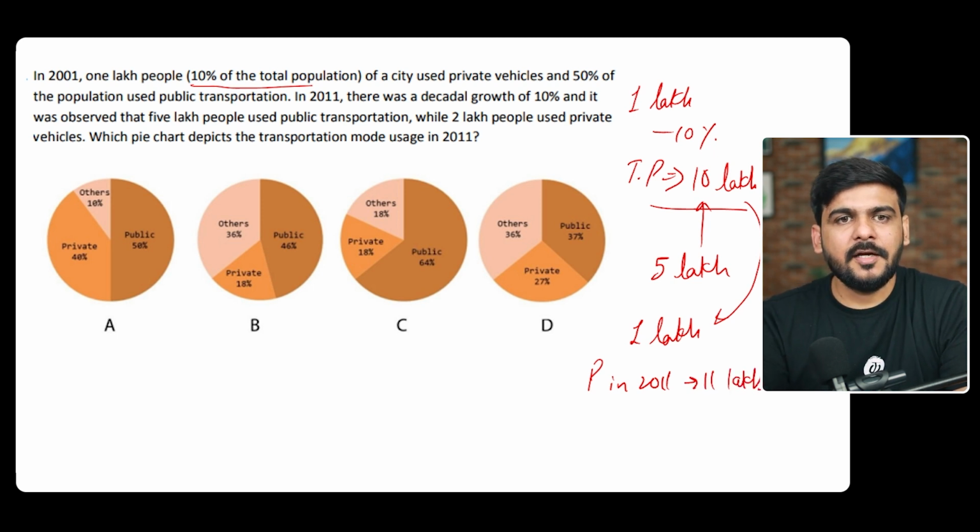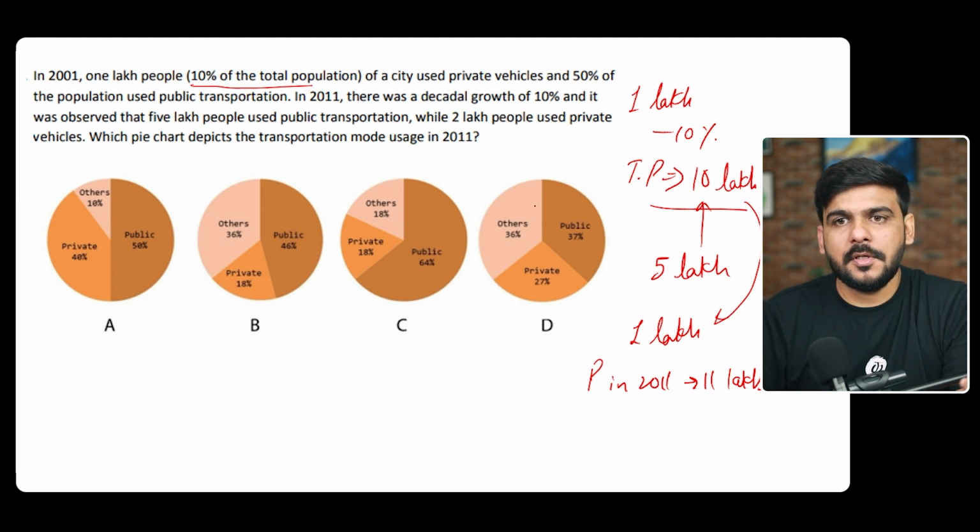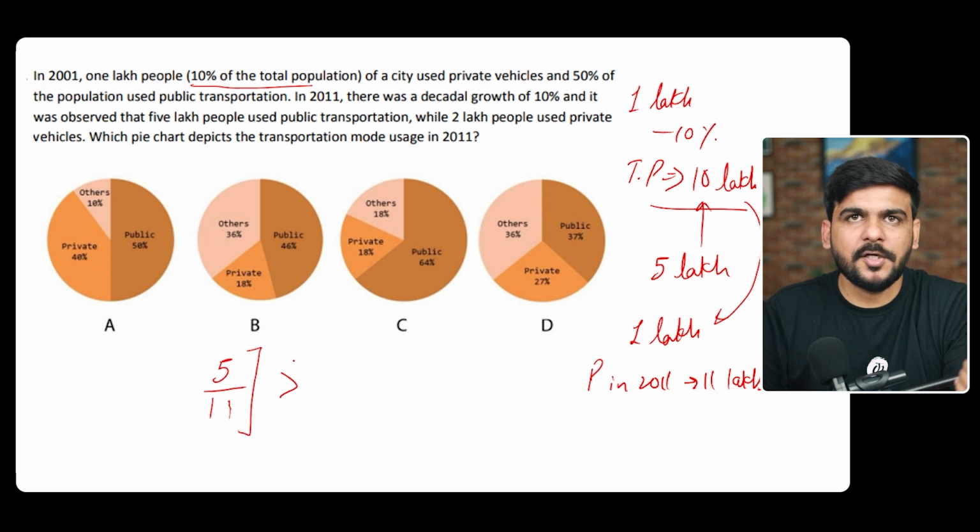Now they are saying it was observed that 5 lakh people used public transportation. So earlier public transportation was by 50%, which is 5 lakh, and now also they are saying 5 lakh people are using public transportation while 2 lakh people are using private vehicles, right? So now we can see 5 lakh out of 11 lakh. As we can see, it is less than 50% because 50% of 11 is 5.5. So just keep in mind that public transportation is less than 50%.